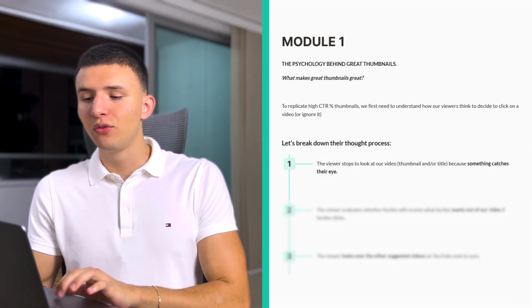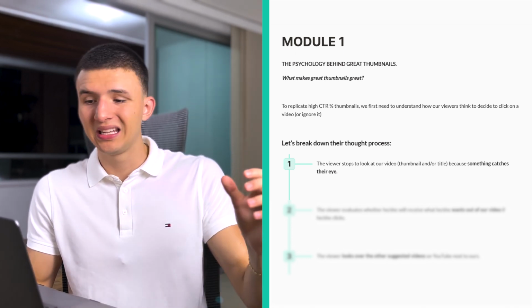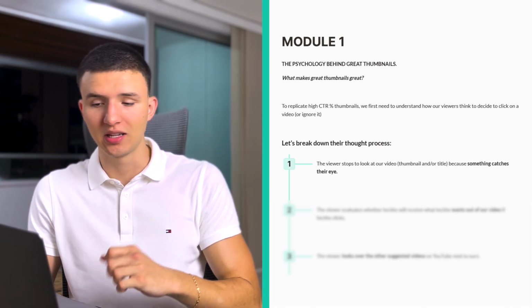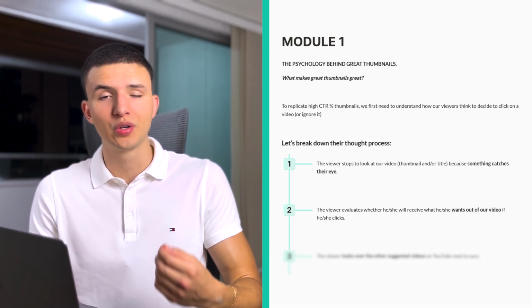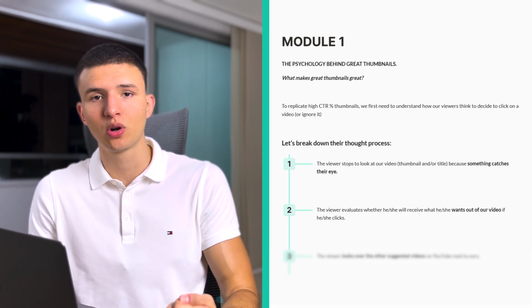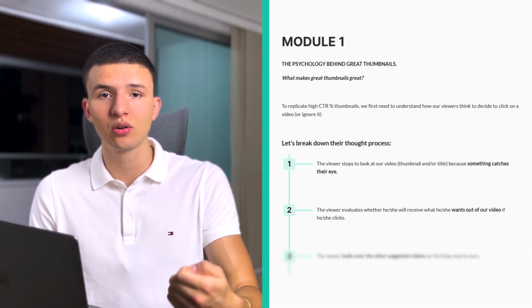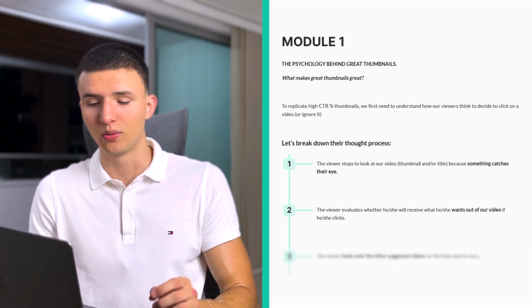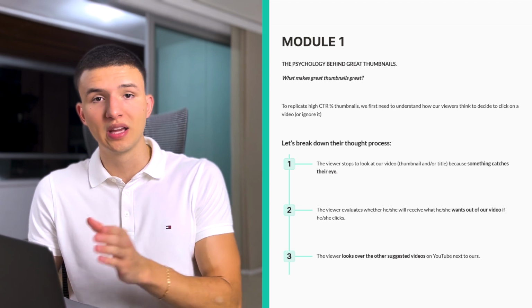Step 1, the viewer stops to look at your video, the thumbnail and title, because something catches their eye, catches their attention. Step 2, the viewer evaluates whether he or she is going to receive what they want at that particular moment from your video. If the promise that you are making with that thumbnail and title, they are going to be receiving it with the video, right? Step 3, the viewer looks over the other suggested videos on YouTube next to ours.